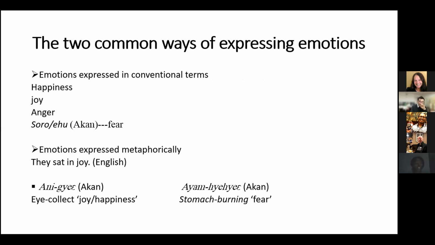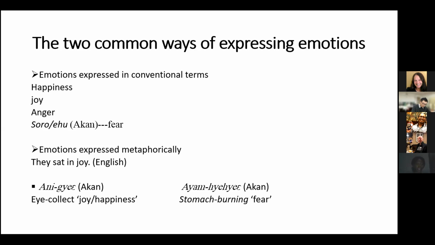So for the conventional terms, we have happiness, joy, anger for English, and then we have shro for Akan. So here the word that denotes the emotion has no kind of link. But then for the second way of expressing emotions, we have an example in English, they start in joy. So here, although joy is arbitrary, it is presented as a physical, concrete item. So it's as though joy is a location that the experiencer of the emotion finds themselves in.